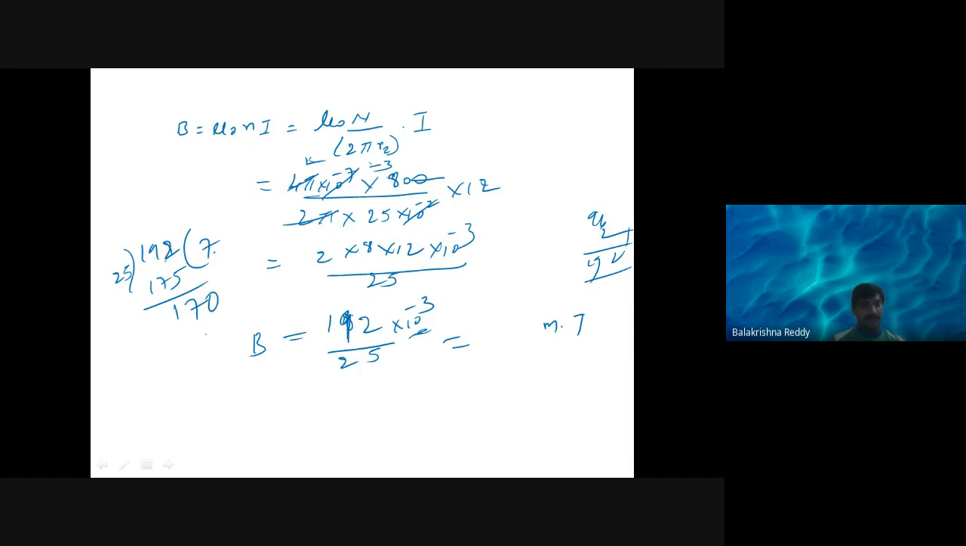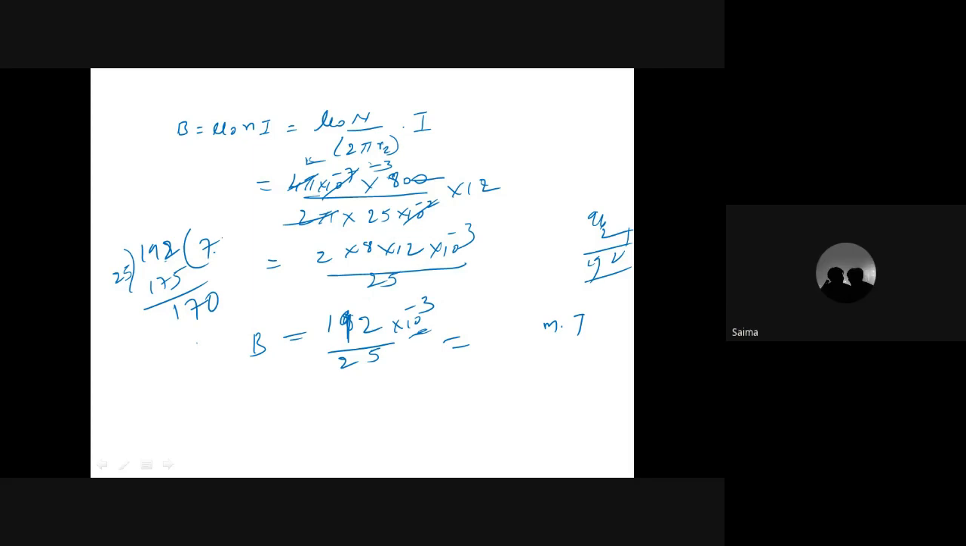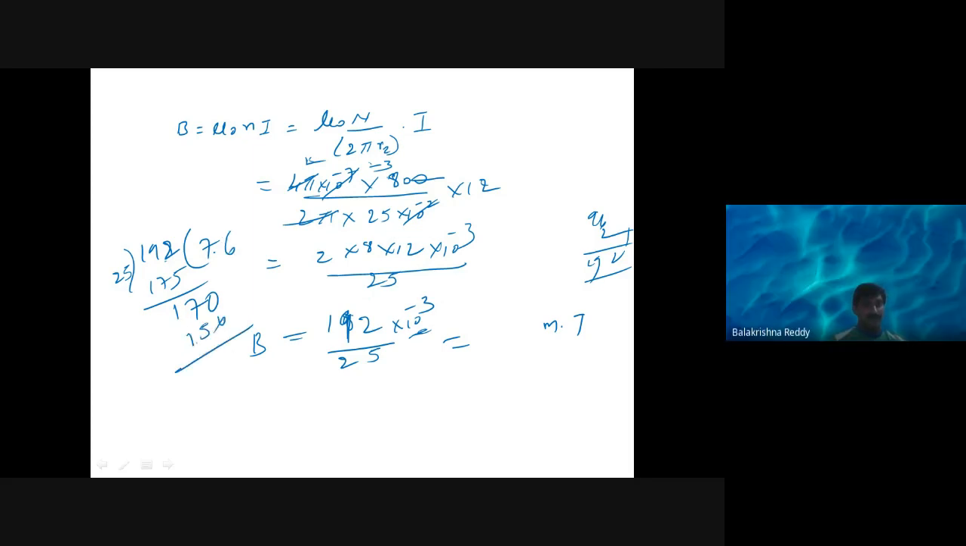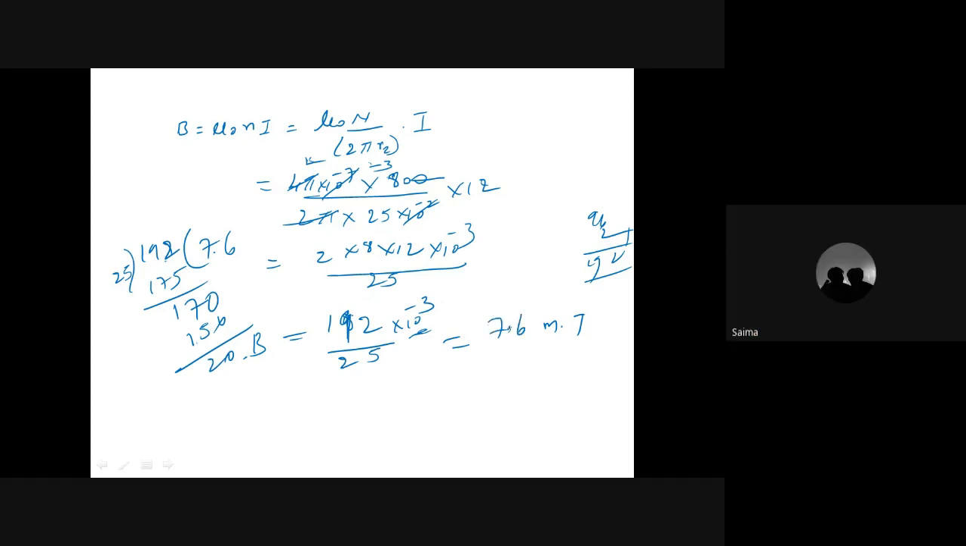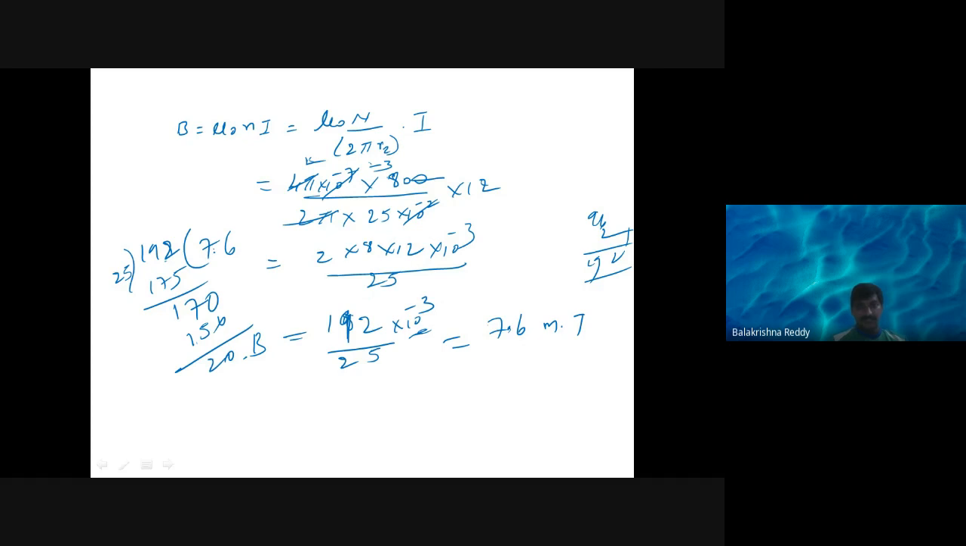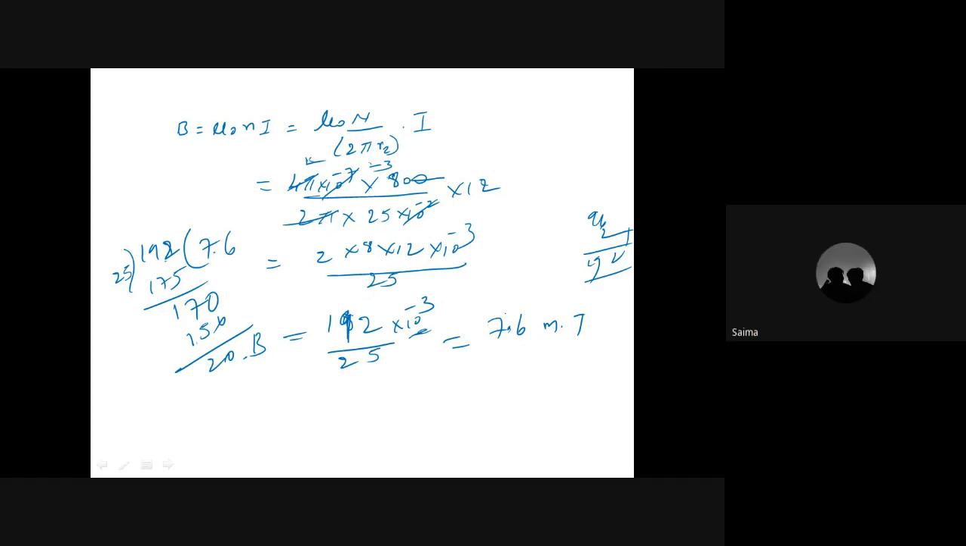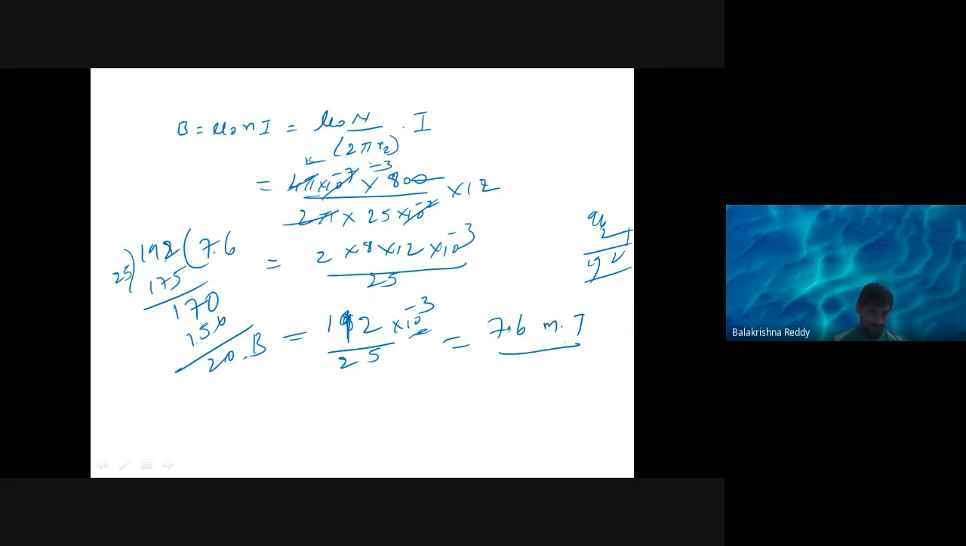Then I'll take again 170, in the sense 7, then 150, then again I have 20. So 7.6 something I'll get. Since I kept the decimal, I got a 0 here. Yes, 7.6 milli Tesla I'll get. If you do further, little more will come. So 7.6 milli Tesla is the maximum magnetic field.